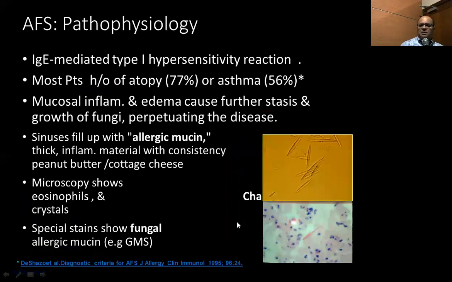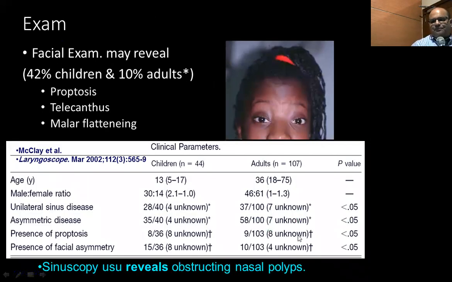It's an IgE-mediated hypersensitivity reaction. Most patients have a history of atopy, and about half have a history of asthma. And typically, there's allergic mucin. Dr. Mahmoud and many of the ENT people around this room have seen it. Under the microscope, there are charcoal-laden crystals seen under birefringent microscopy or in PAS and GMS stains.